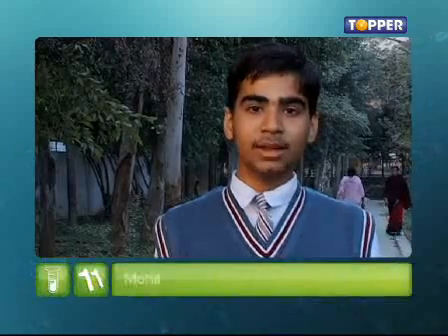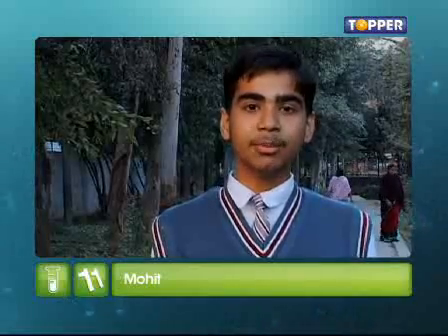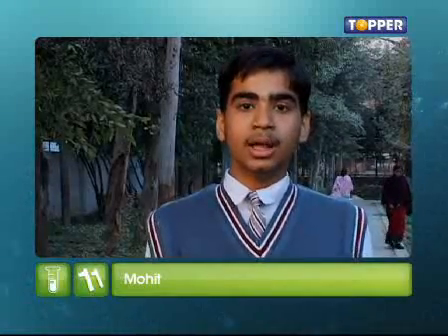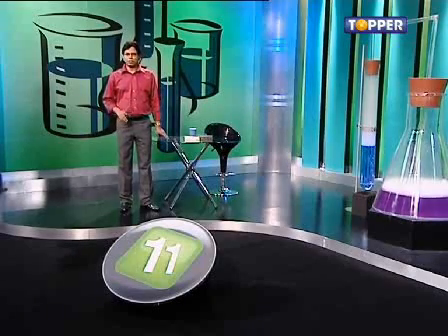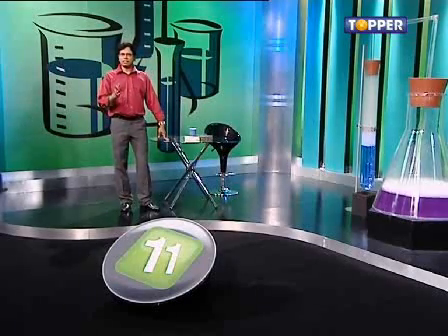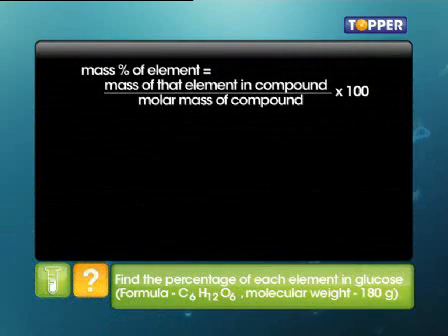Before you calculate, let's see what formula some students wanted to use to solve this problem. The formula to be used is percent of the element equals mass of the element into 100 divided by molecular mass of the compound. Well, that was a good start. Many of them got it right. But let me explain the answer in detail. The formula to be used is percentage of element is equal to mass of the element multiplied by 100 divided by molecular mass of the compound.